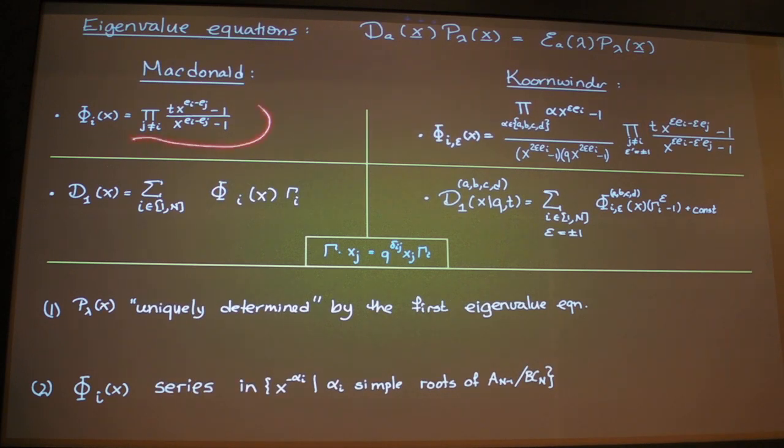McDonald's function, on the McDonald side, is a rational function that involves the roots of type A, and on the Koornwinder side it's a slightly more complicated rational function that explicitly depends on Q. Here alpha runs over the parameters A, B, C, D, and I have to take the product over these. But this involves the BC type. Then the first McDonald operator is the sum over this rational function times gamma i.